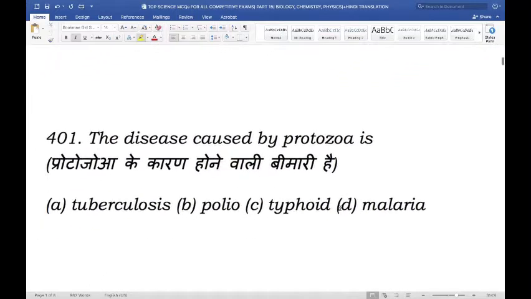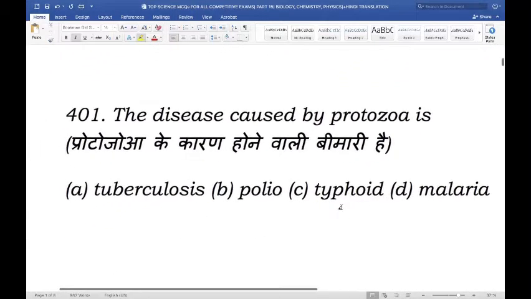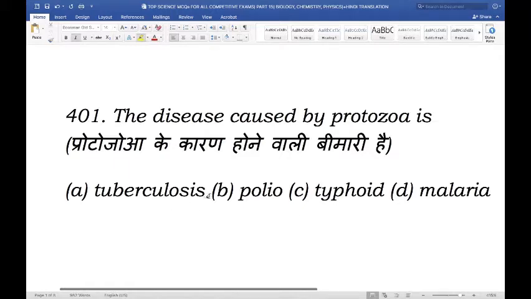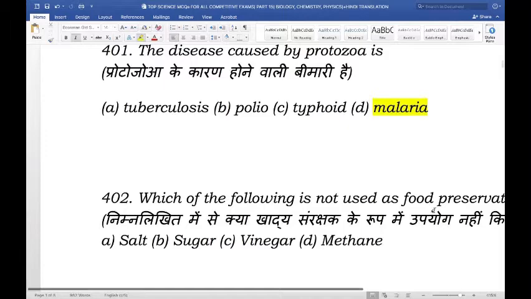Next question. The disease caused by protozoa is, so out of these options, which is caused by protozoa? And the right answer here is malaria. Protozoan infections are responsible for diseases that affect many different types of organisms, including plants, animals, and even some marine life. Many of the most prevalent and deadly diseases are caused by protozoan infection, and some examples of protozoan infections include African sleeping sickness, amoebic dysentery, and malaria. So malaria is the correct answer here.